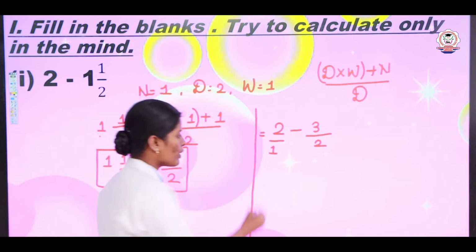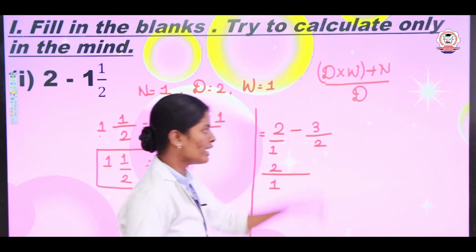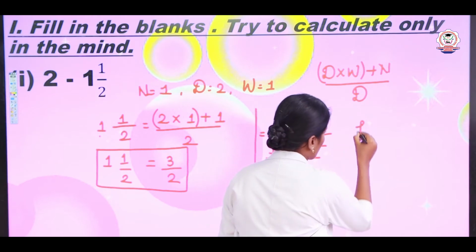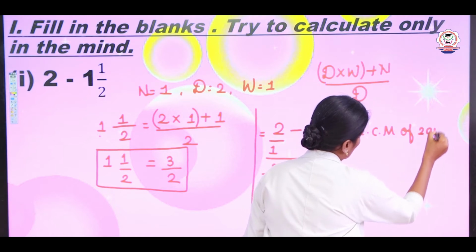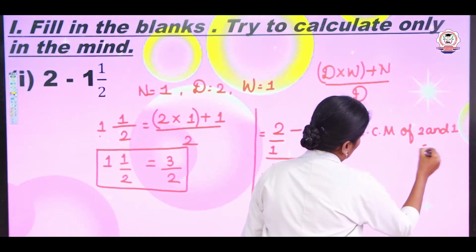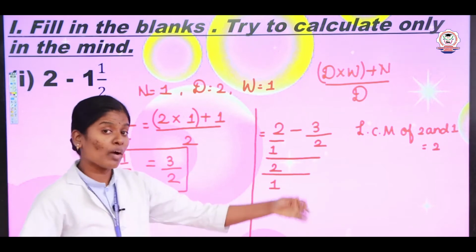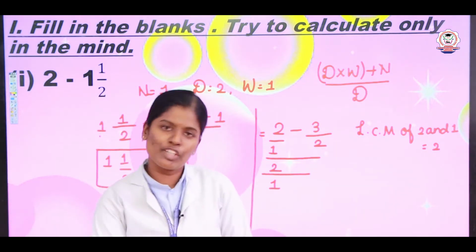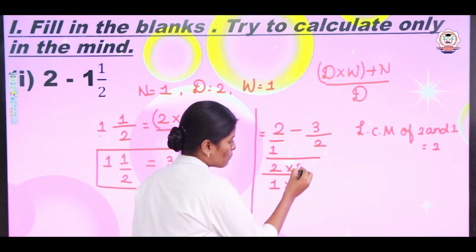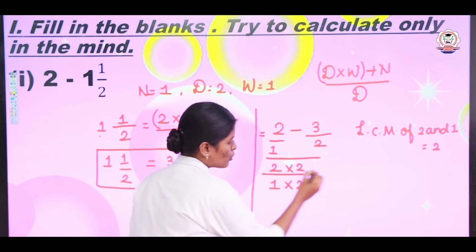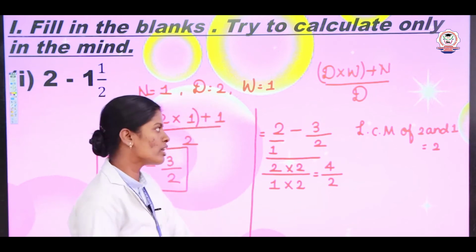Right. So now we are going to see here. Take 2 by 1. Here you will write the LCM of 2 and 1 equal to 2. Now you should change the denominator value to 2. So take 2 by 1, both numerator and denominator multiply by the same number. So 2 2s are 4, 1 2 is 2. 2 2s are 4 and 1 2 is 2.